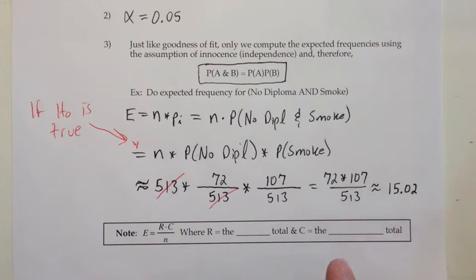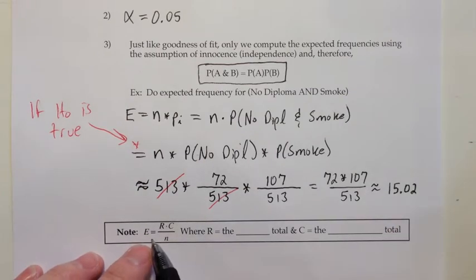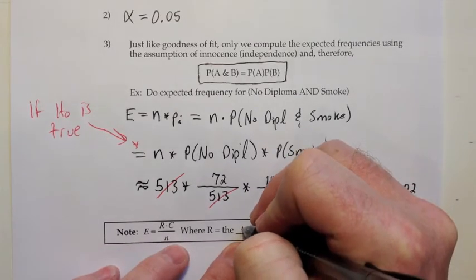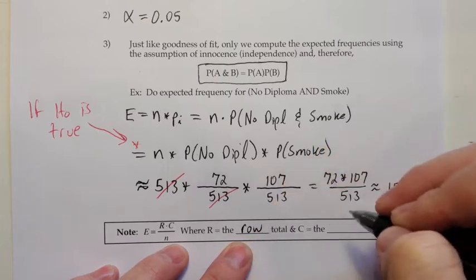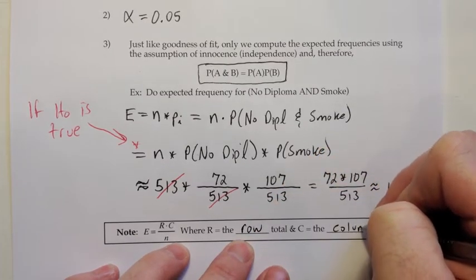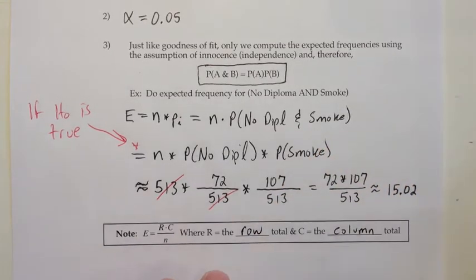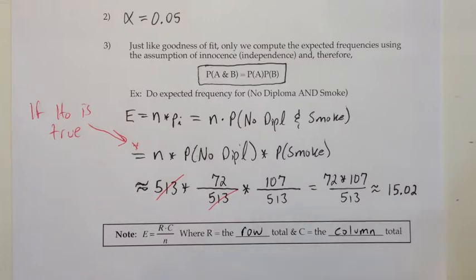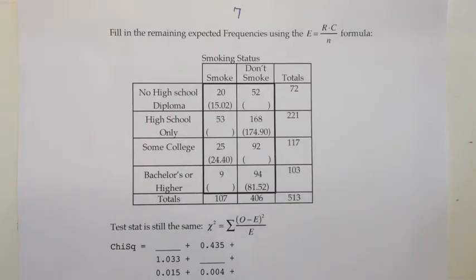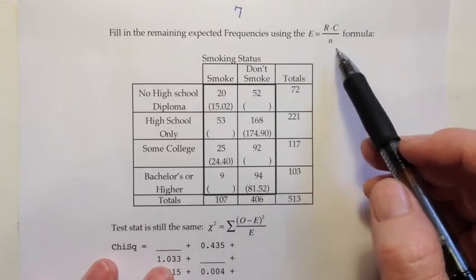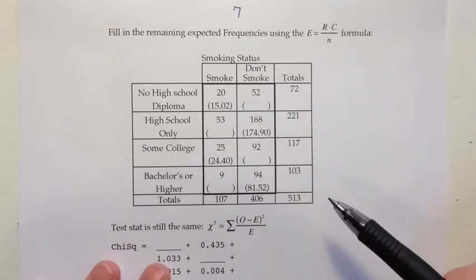So instead of doing all this work each time, a shortcut that we could use is for each expected frequency we need, we can just take R times C over N, where R is the row total and C is the column total for the square or cell that you're working on at the moment. So we're going to turn the page and do those expected frequencies for all the rest of the squares. Continuing on with this example, we're going to use that shortcut formula of E equals R times C over N to fill in the missing expected frequencies.